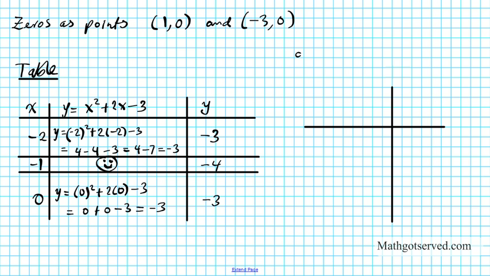Let's graph the vertex first because it's all centered around that. We're going to go 1 unit to the left. And then we're going to go down 1, 2, 3, 4. Negative 4 units down. There goes our vertex. Okay? Next thing we're going to do is we're going to graph these two points. The first set is negative 2, negative 3, and then the next one is 0, negative 3.